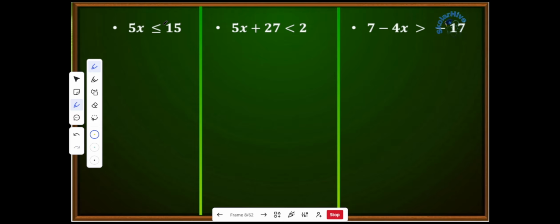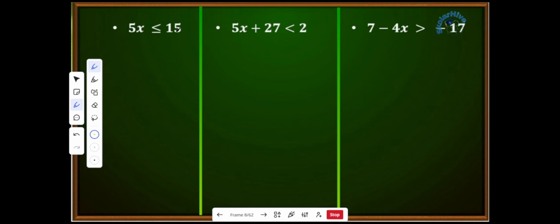One thing to keep in mind: in a linear equation, we have one solution. In a quadratic equation we have two solutions. But when it comes to inequality, the solution will have infinitely many solutions. So let's see how we can solve this kind of inequality.